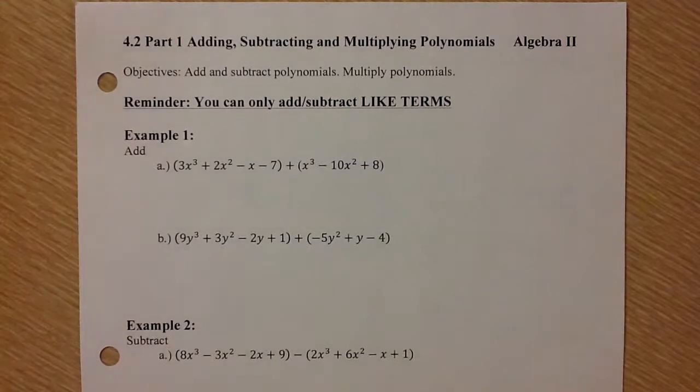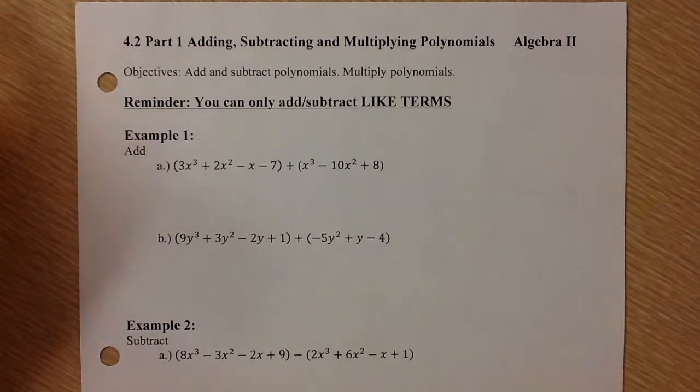All right, section 4.2, part 1. Later on, we are going to have another part to this chapter where we'll discuss a shortcut, but we won't do that until after we finish dividing, which is section 4.3. But in this section, we're going to add, subtract, and multiply polynomials. So our objectives, again, are to add and subtract polynomials and to multiply polynomials.